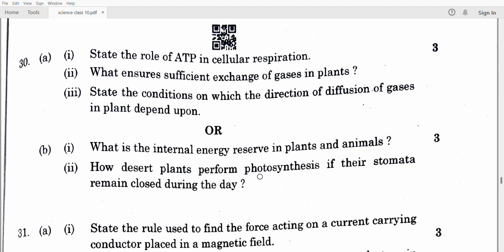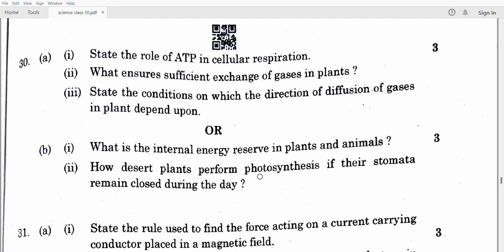So what ensures sufficient exchange of gases in plants? So here, to know the sufficient exchange of gases in plants, it is sufficient exchange of gases. So amount of oxygen required and available. Fine, this I will send it in the comment box.